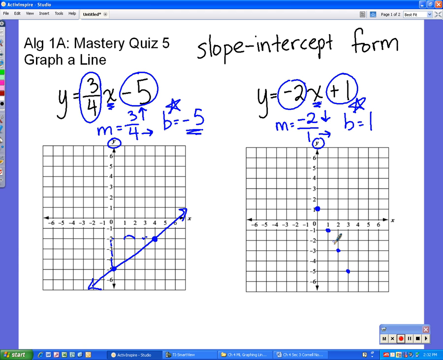Just a side note, we could go up and left instead of down and right. Notice what happens if I start back at the 1, I count up 1, 2, left 1. If I make a dot here, it's on the same line. That comes in handy when you run out of room on the right side of your graph. And that's how you graph a line.